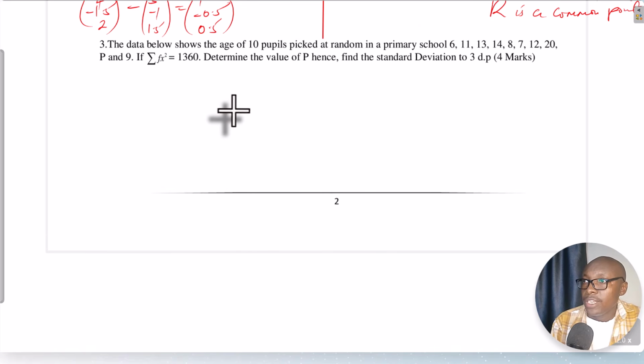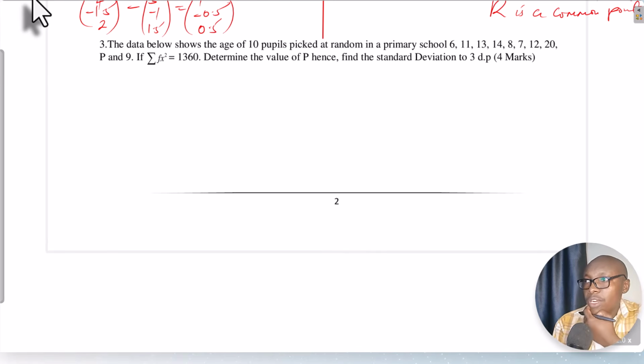The data below shows the age of 10 pupils picked at random in a primary school. So I have 6, 11, 13, 14, 8, 7, 12, 20, P, and 9. If the summation of fx squared is equal to 1360, you're supposed to determine the value of P, hence find the standard deviation. The summation of fx squared is given, and having that, you need to get the value of P.